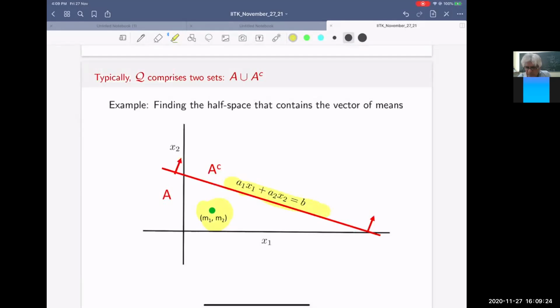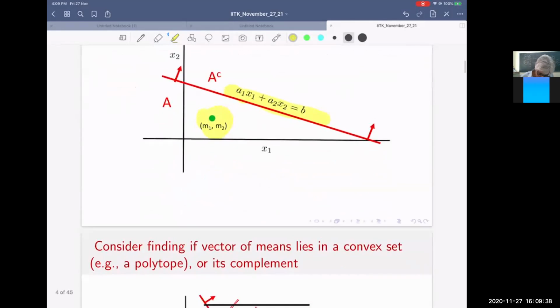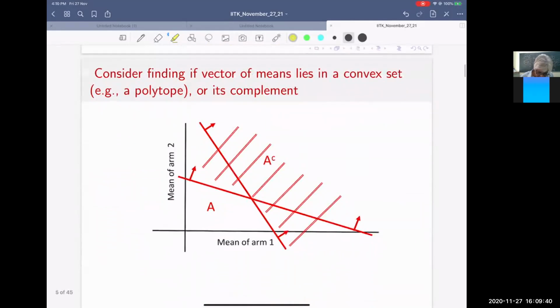So this has a very pleasing answer, and it's worth looking at. Many problems often involve a union or intersection of hyperplanes, so it's a good way to start to understand how one comes up with answers. Another thing, as I just said, is that you could have a vector of arms and you want to say whether it lies inside the polytope or outside the polytope, A or A complement.